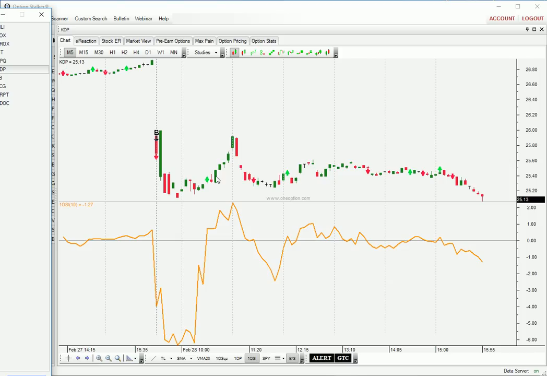Get a nice little buy right in there. Not much going on. Yeah, you can get long in there. Really not much going on. You get a good little sell late in the day.